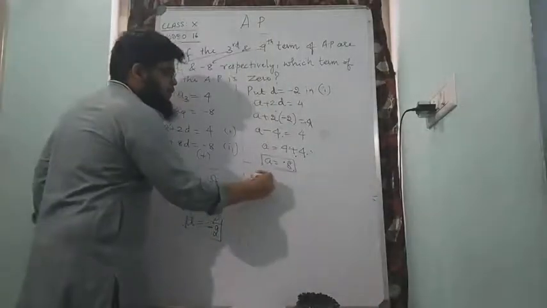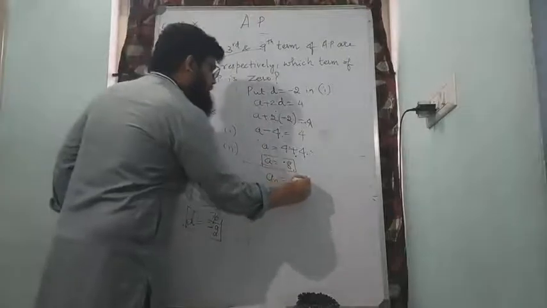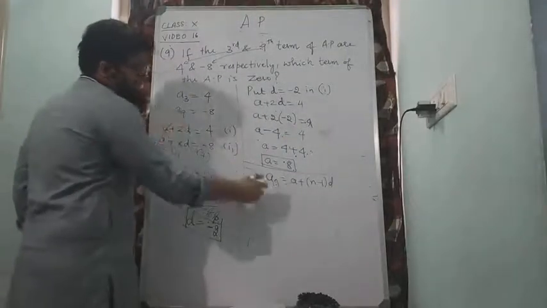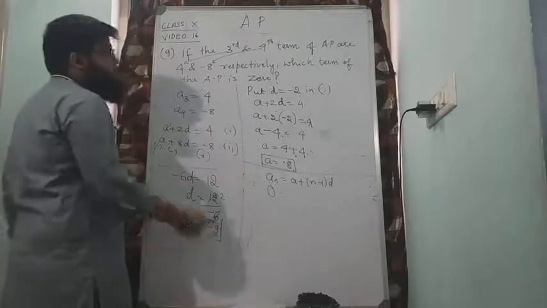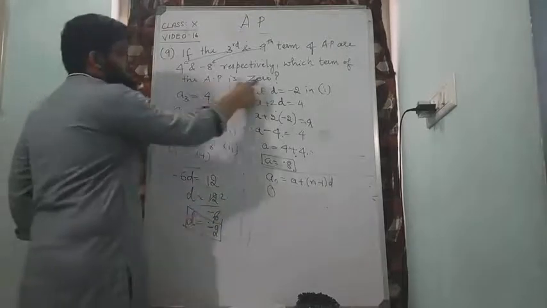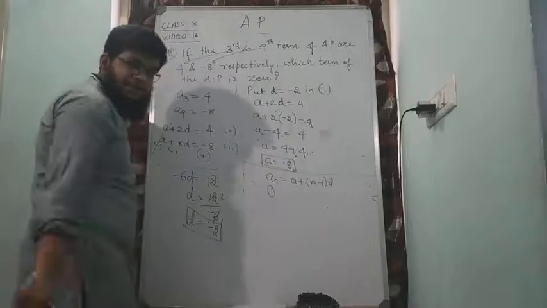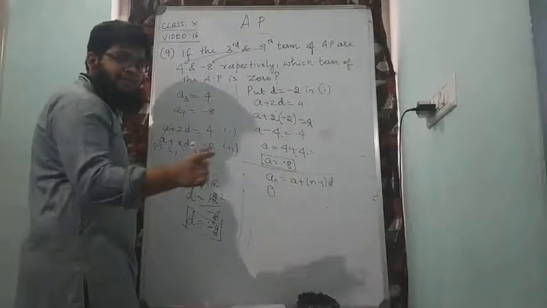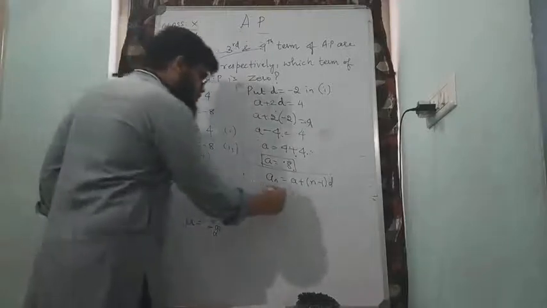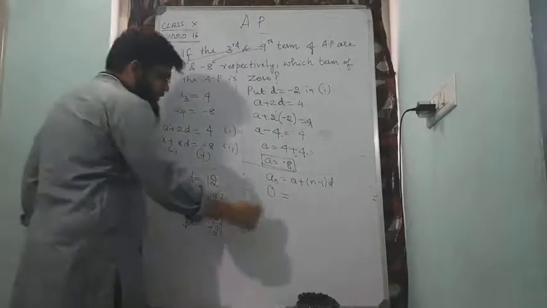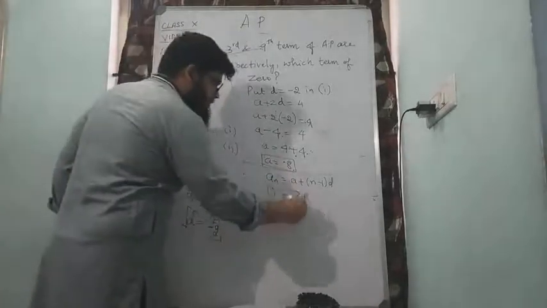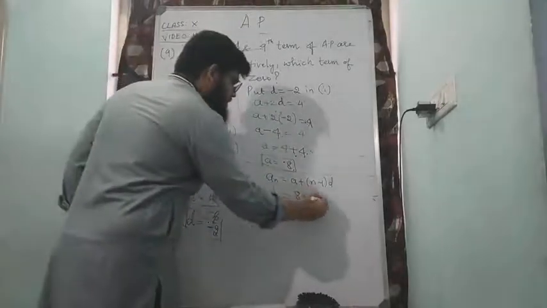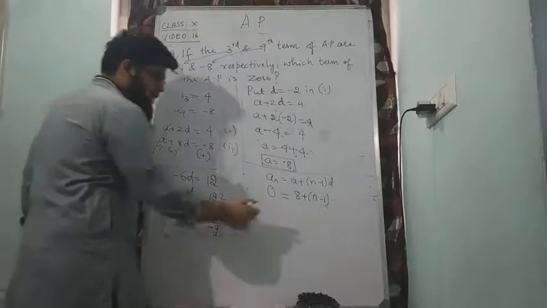Now I use the formula of AN. AN is equal to A plus n minus 1 into D. So in place of AN I'll write it as 0 because they have already given in the question that the term is 0. N will represent which term will be equal to 0. So 0 is equal to, the value of A is 8 plus n minus 1, n I am finding out, into the value of D, which is minus 2.